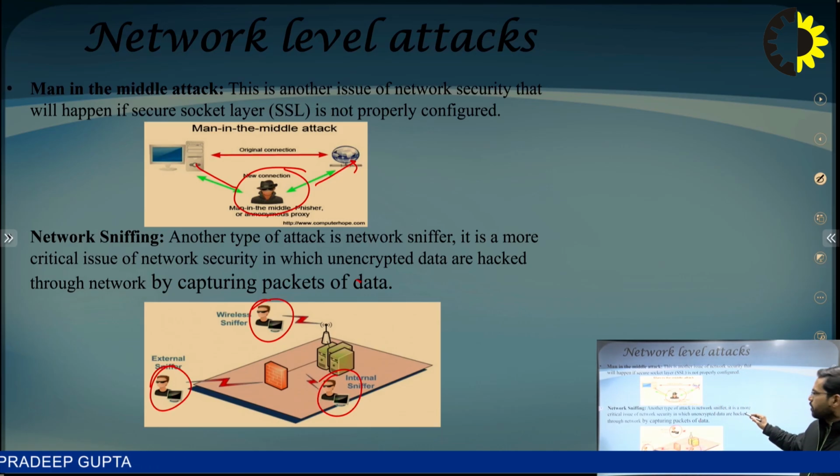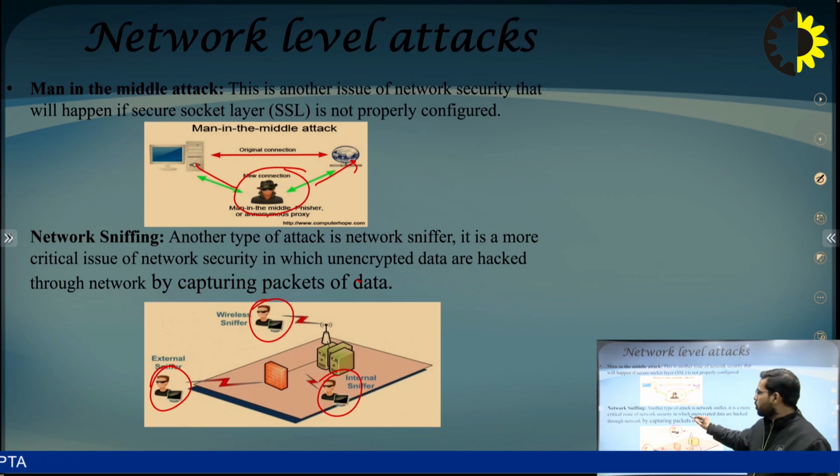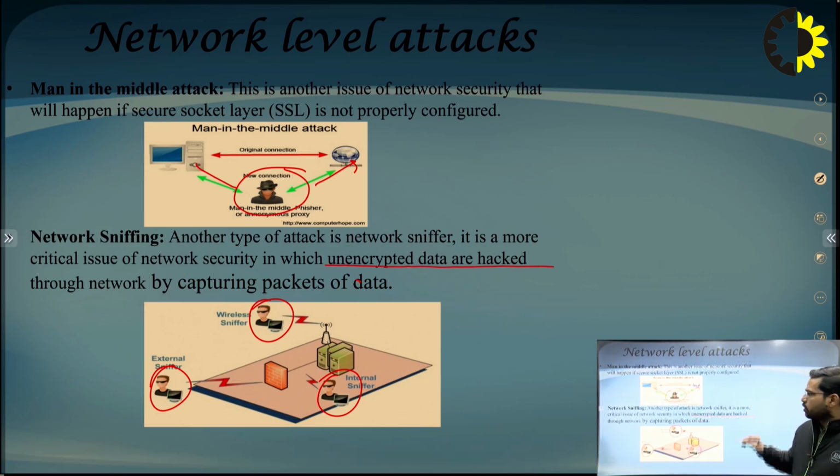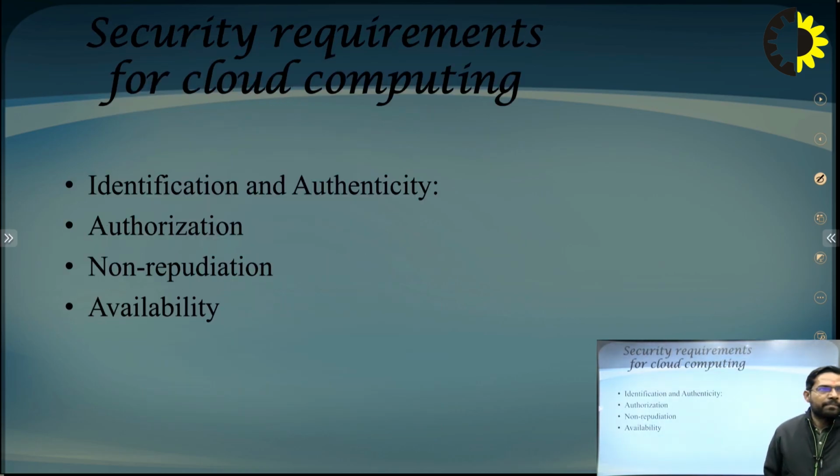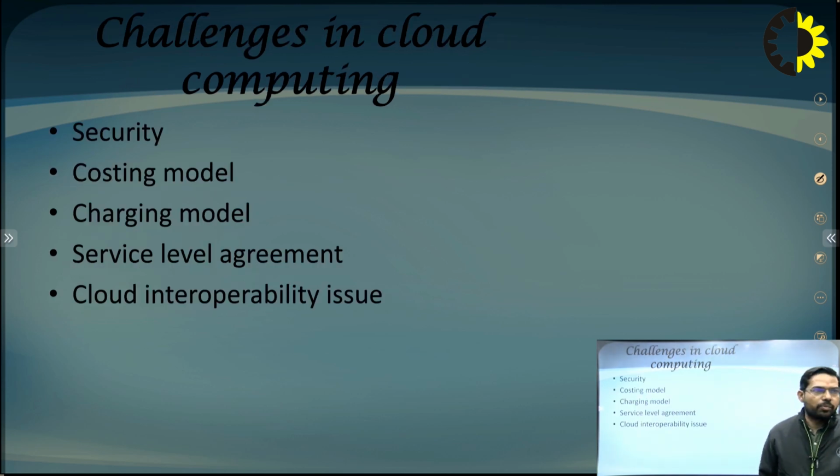Another type of attack is network sniffing. It is a more critical issue of network security in which unencrypted data is hacked through the network by capturing packets of data. So these are the requirements: identification, authentication, authorization, non-repudiation and availability. These are the requirements for cloud computing. Challenges include security, costing model, charging model, service level agreement, and cloud interoperability issues.